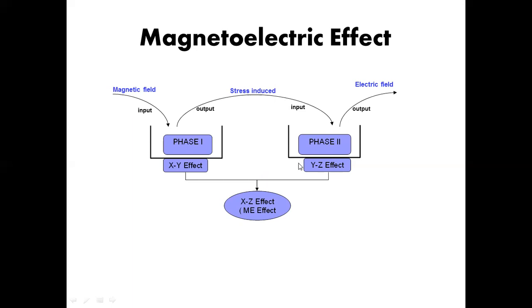So let us say we can call this an XY effect, and this is the YZ effect. The combination of these two will give rise to the XZ effect. In this way, we are getting a magnetoelectric effect due to the combination of two phase materials which are coexisting together.